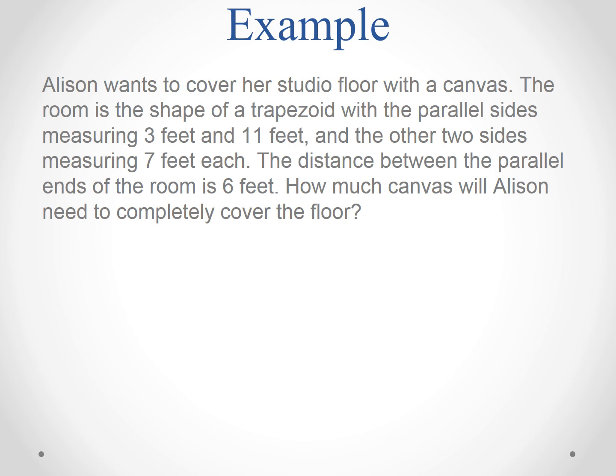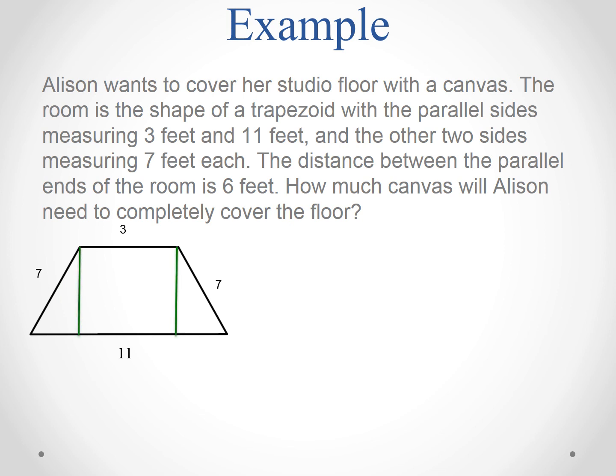In this example, Allison wants to cover her studio floor with a canvas. The room is the shape of a trapezoid with the parallel sides measuring 3 feet and 11 feet each, and the other 2 sides measuring 7 feet each. The distance between the parallel ends of the room is 6 feet. How much canvas will Allison need to completely cover the floor? So we can start by drawing out the figure of a trapezoid, like this. Then we fill in the dimensions. So we know the parallel sides are 3 and 11, the other 2 are 7. We're also given that the distance between the parallel ends, these ends, is 6 feet, so we fill that in as well.